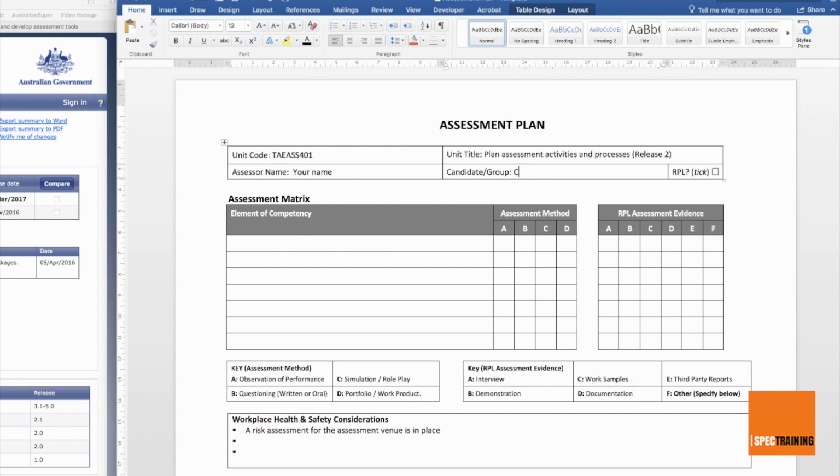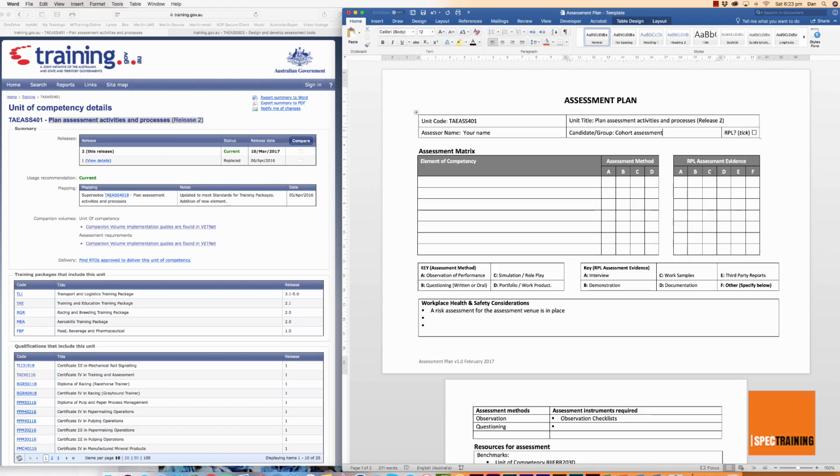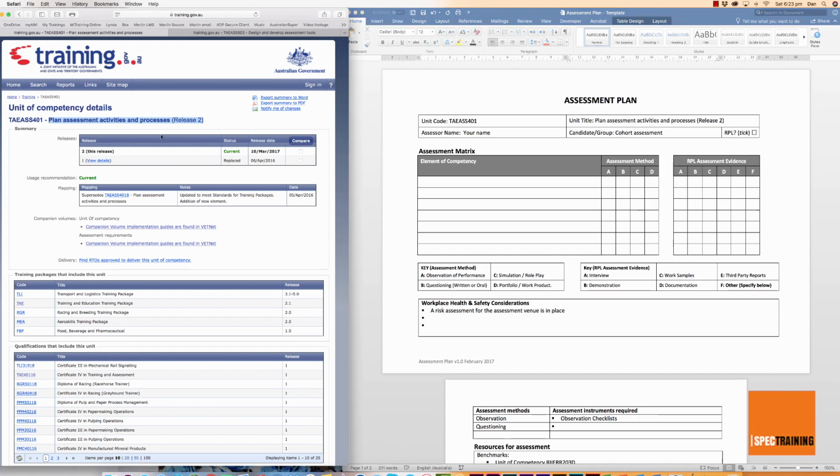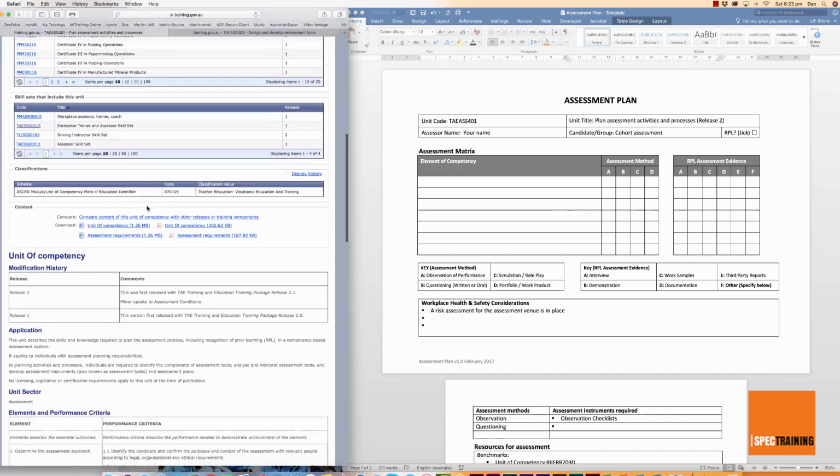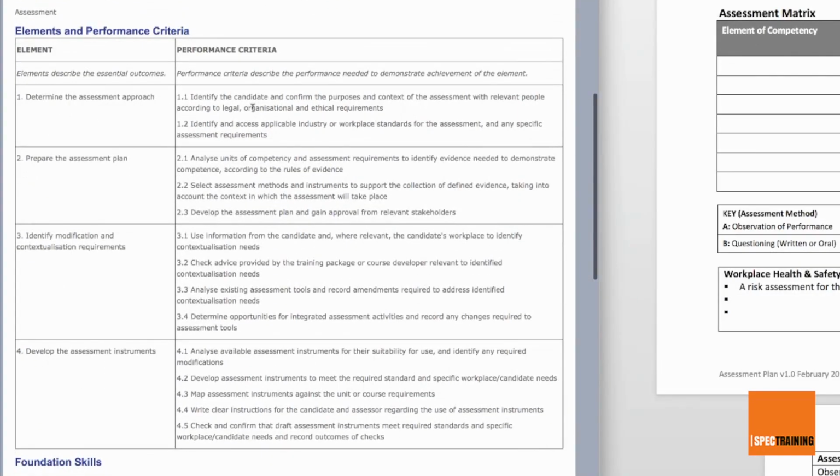Candidate group is the cohort that you're assessing. Now you tick if it's an RPL, in which case you'd be looking at the evidence requirements down here. Or you'd leave it blank, and we're just going to be filling out this side. Now when it talks about the element of competency, you can quite literally take the elements from the unit of competency on training.gov as your starting place. You can get more detailed and go all the way down to the performance criteria.